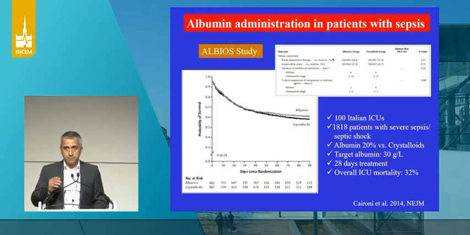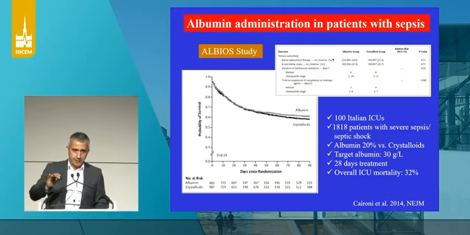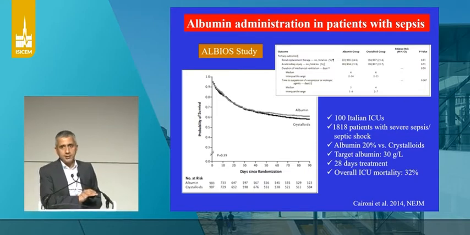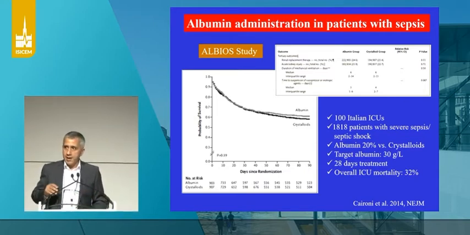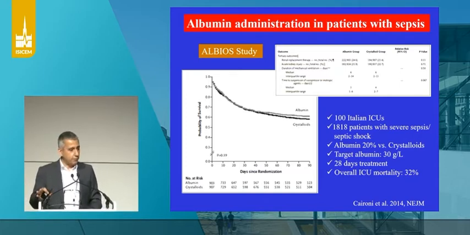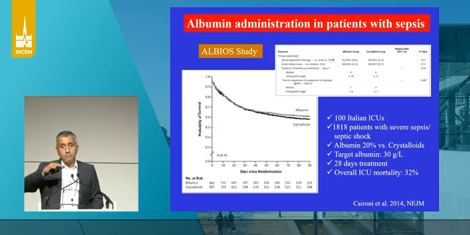And again, the Albus study is not the SAFE study, because the SAFE study was actually a volume replacement therapy study, but the Albus study was a drug therapy. So albumin was given here as a drug, not as a volume replacement therapy. Patients who had severe sepsis received 20% human albumin to maintain the serum level above 30 grams per deciliter. And this was done over 28 days in the ICU.